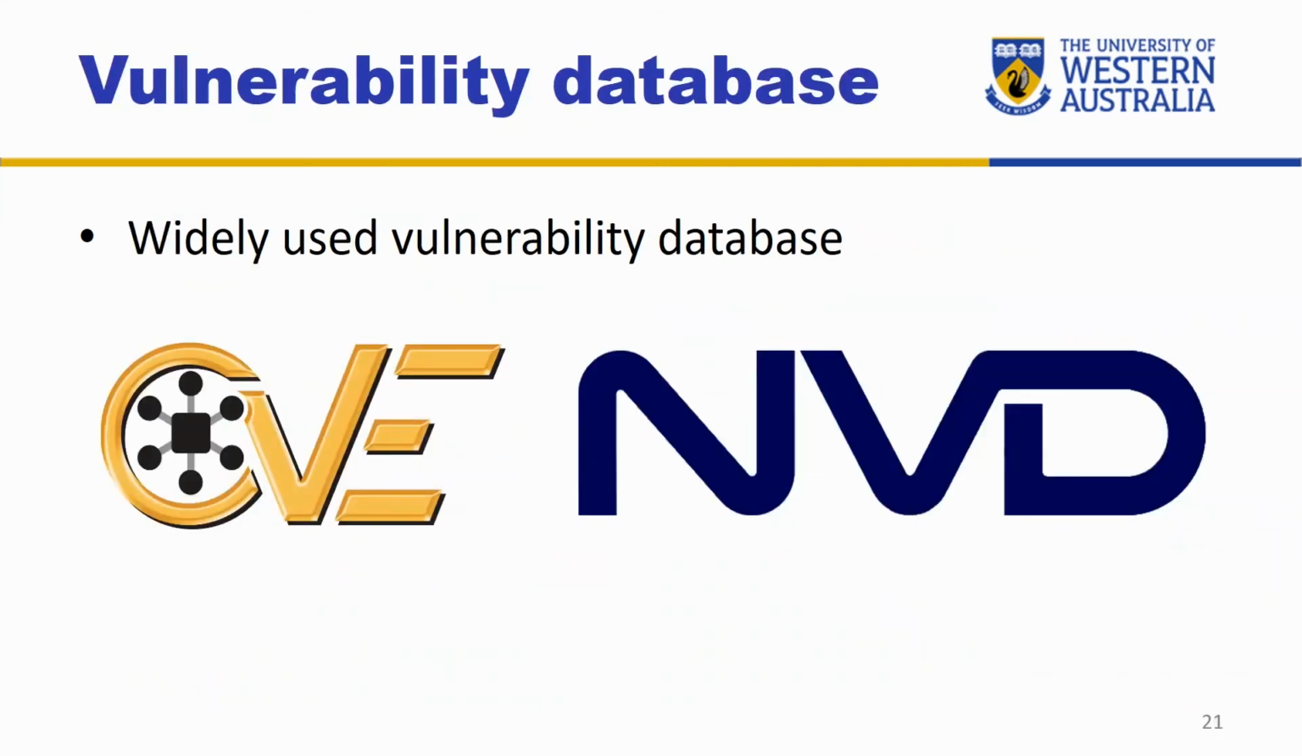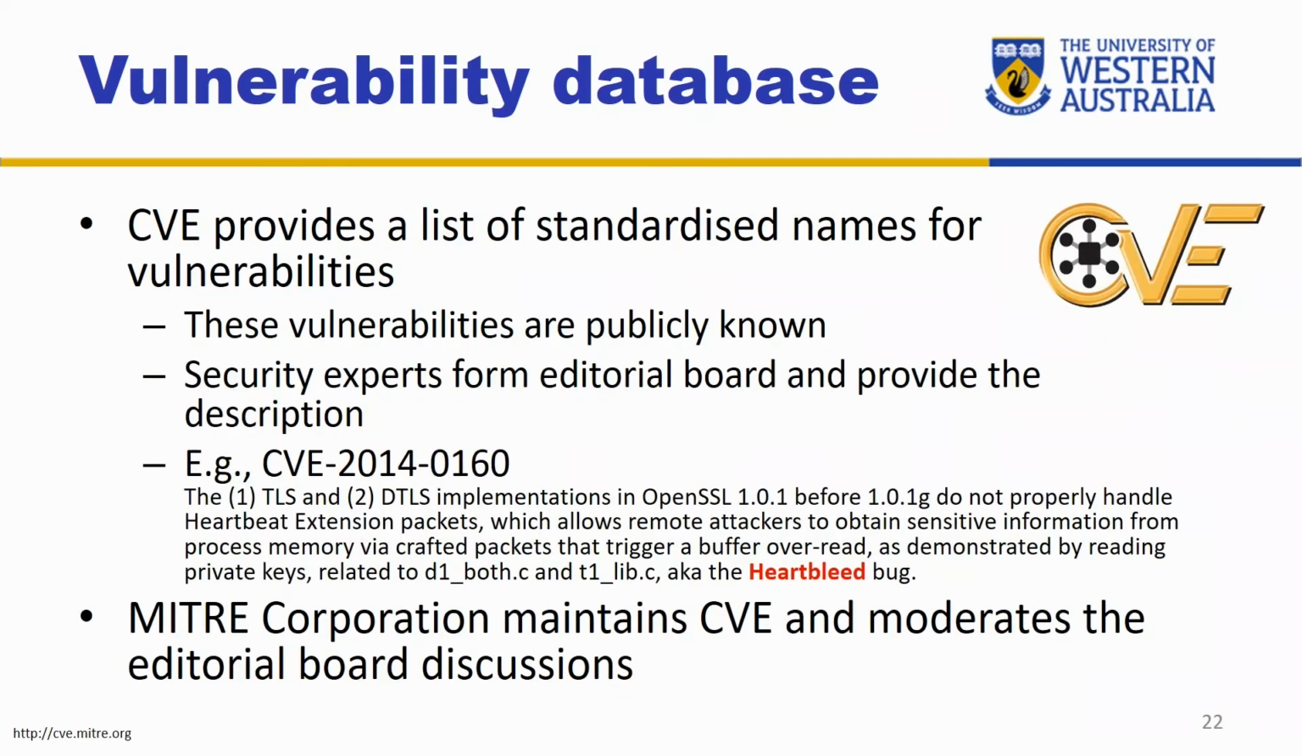Okay. And the scoring is also further standardized. There are different vulnerability databases available online, and these are actually maintained by large organizations and governments. A couple of examples are the CVE and also the NVD. CVE is the Common Vulnerabilities and Exposures database, which provides a list of standardized names for those vulnerabilities.